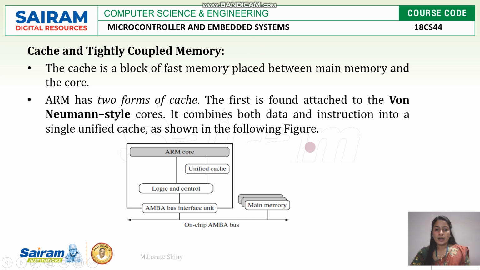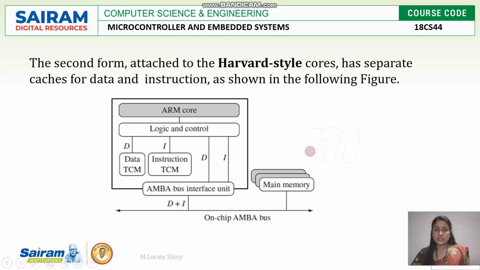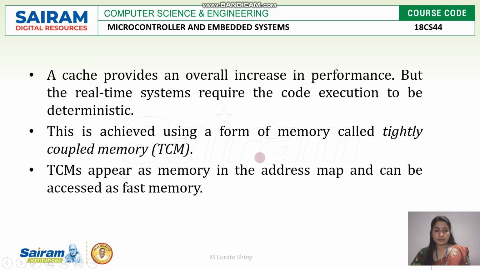Then the second architecture is Harvard style architecture. In Harvard style architecture, we have separate cache for data and separate cache for instruction. You can see here ARM core, logic and control. This is data cache memory. This is instruction cache memory. AMBA bus and main memory. And here you can see TCM, tightly coupled memory.